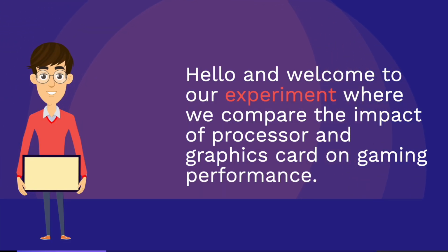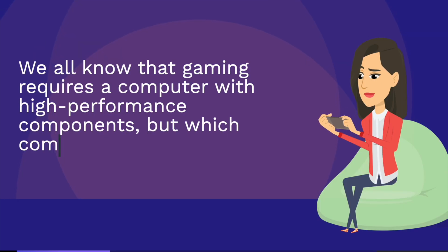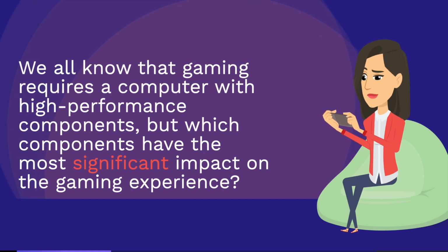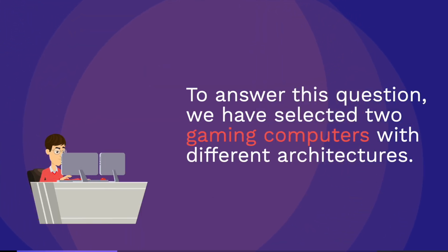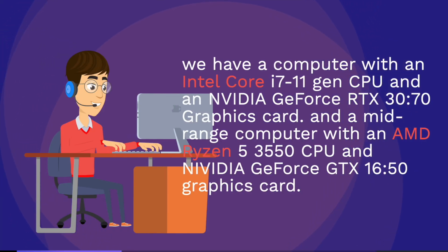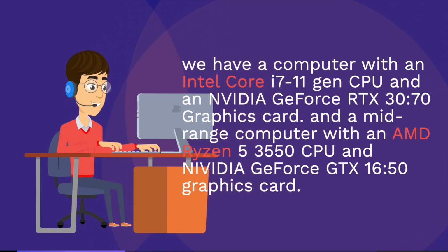Hello and welcome to our experiment where we compare the impact of processor and graphics card on gaming performance. We all know that gaming requires a computer with high-performance components, but which components have the most significant impact on the gaming experience? To answer this question, we have selected two gaming computers with different architectures. We have a computer with an Intel Core i7 11th Gen CPU and an NVIDIA GeForce RTX 3070 graphics card, and a mid-range computer with an AMD Ryzen 5 3550H CPU and NVIDIA GeForce GTX 1650 graphics card.